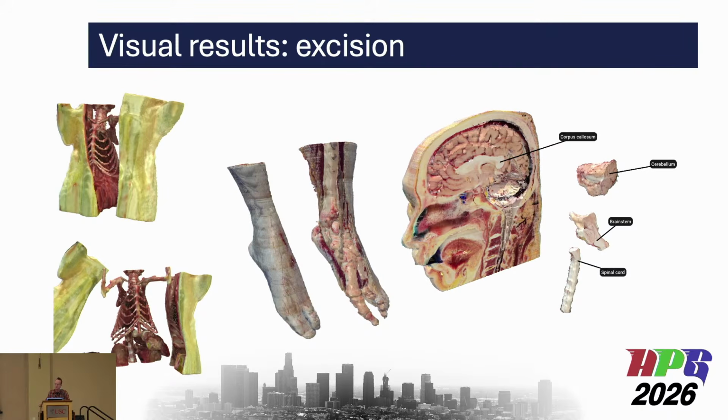Here are some more excision results. Even though we see good visual detail most of the time, structures approaching the uninterpolated splat size, like the Digimouse ribs on the left, can't be well represented.